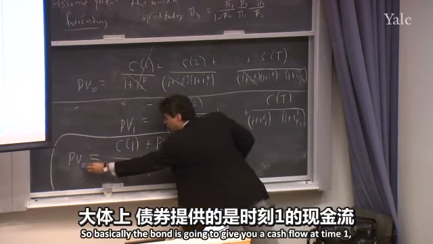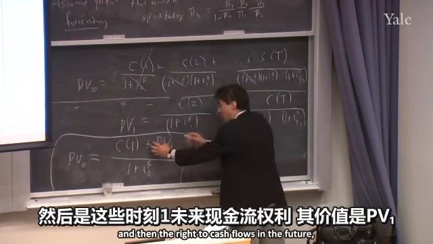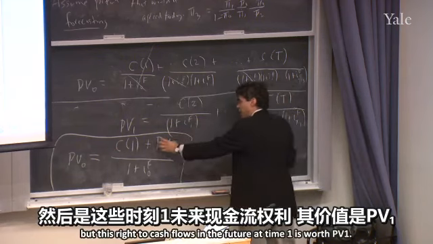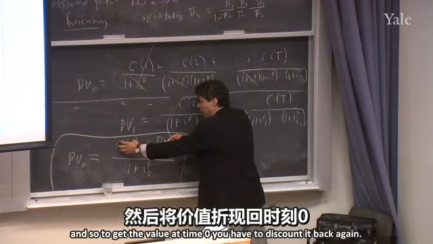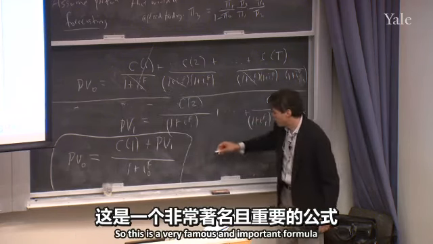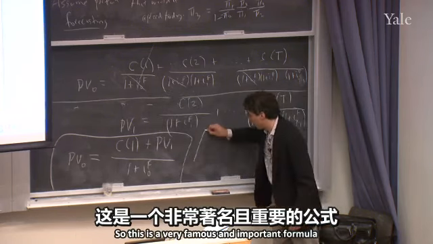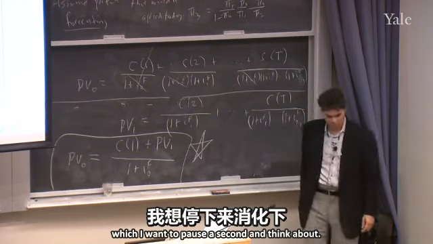So basically, the bond is going to give you a cash flow at time 1, and then the right to cash flows in the future. But this right to cash flows in the future at time 1 is worth PV1. So it's like you've got all this money at time 1, and so to get the value at time 0, you have to discount it back again. Okay, so this is a very famous and important formula, which I want to pause a second and think about.